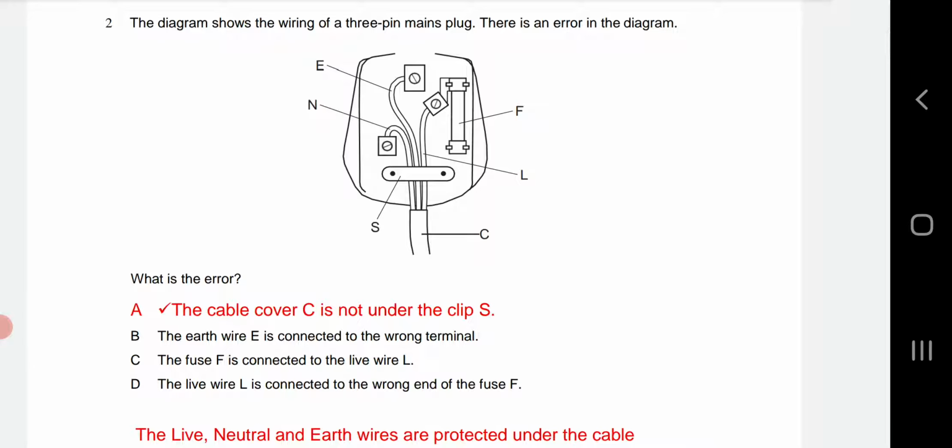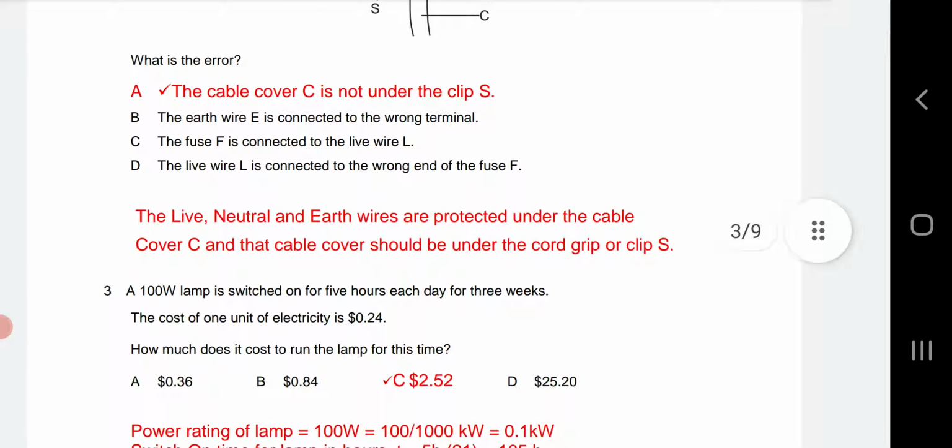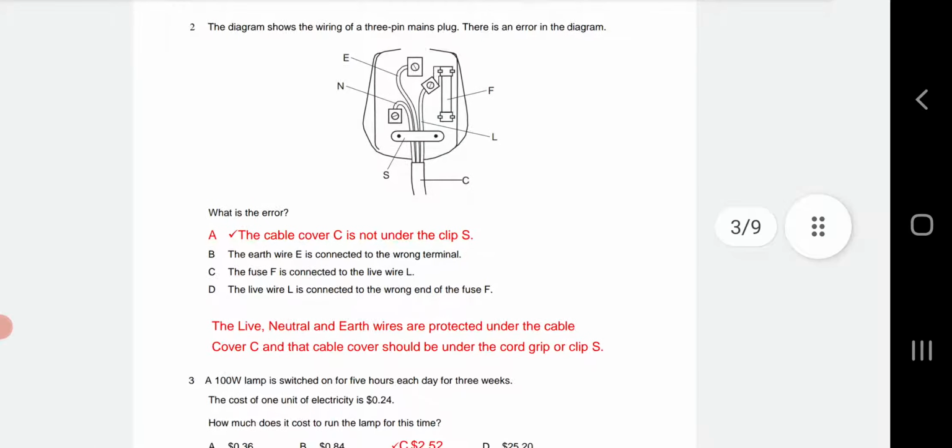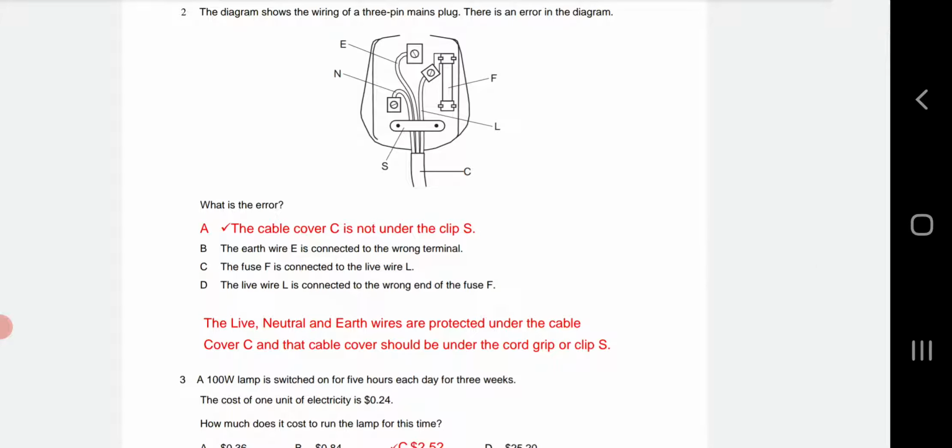The cable cover C is not under the clip S, or under the grip S. So it is option A. The live, neutral and earth wires are protected under the cable cover C, and the cable cover should be under the cord grip or clip S. The cable cover C should be under the cord grip or clip S. This is very important.